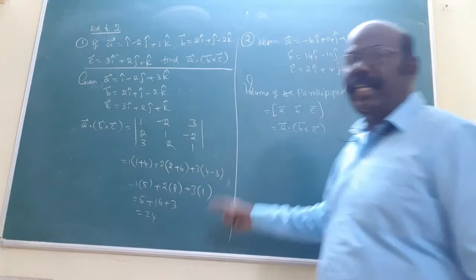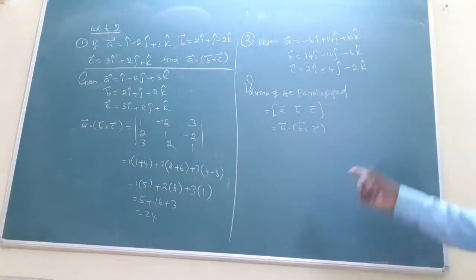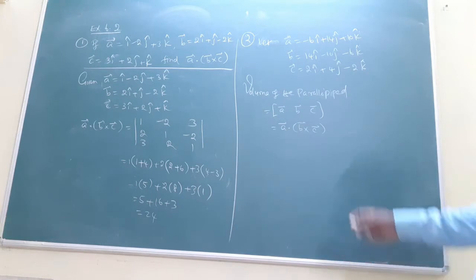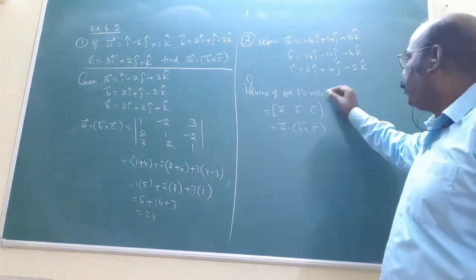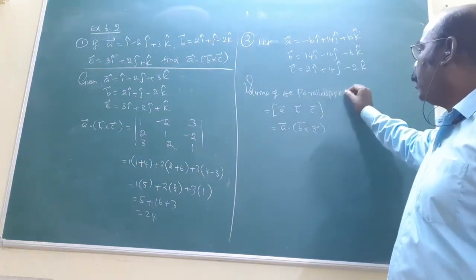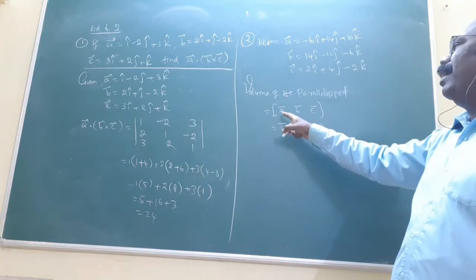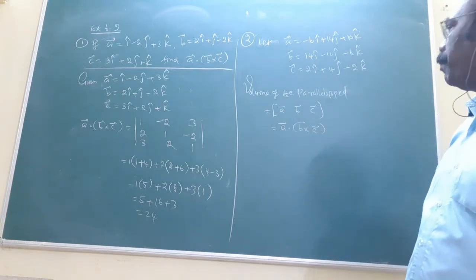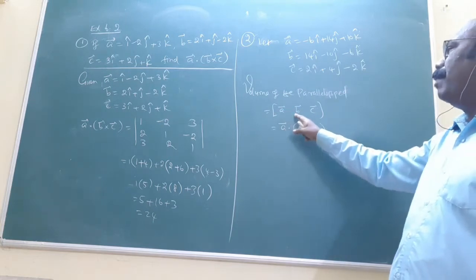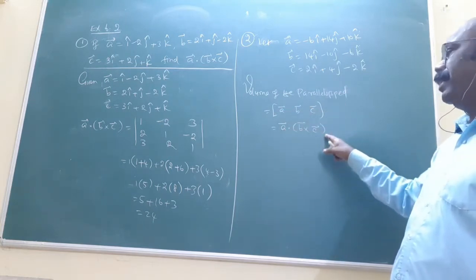Next one. What is the question? Here is the question; it was in the book. What is it asking? It asks to find the volume of the parallelepiped. What is the formula? The box product A, B, C is the formula for the volume of the parallelepiped. Box product A, B, C means A dot B cross C.